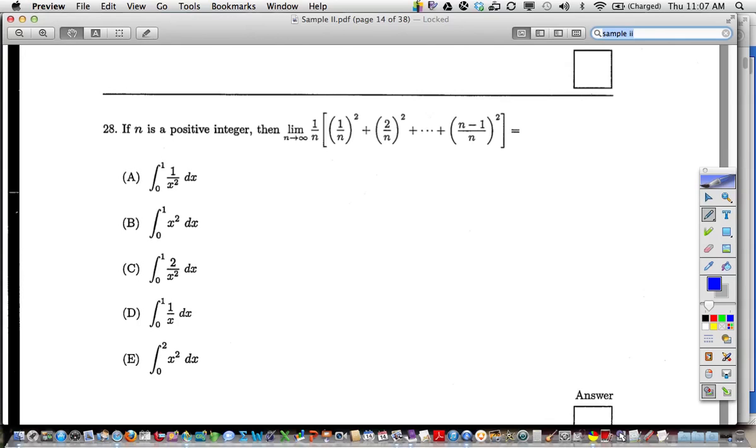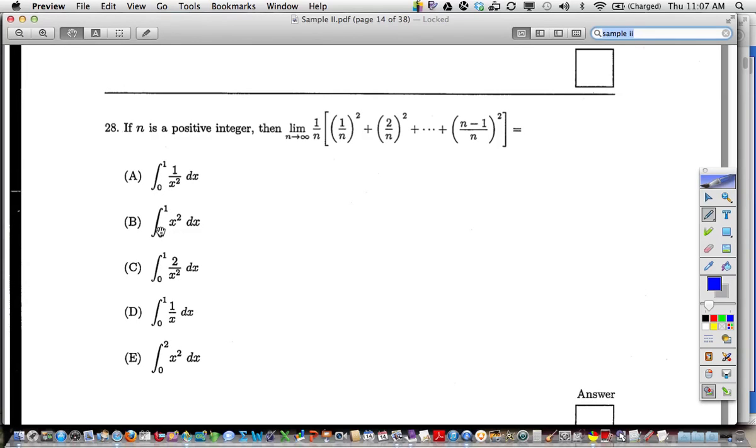Which one is it? B? Isn't it B? Again, width 1 over n. The messy stuff in here is the x, so it's x squared is your integral. And it's 1 over n, 2 over n. So it starts at 0, and then the last one you put in n. Well, these must be, oh, wait a minute.